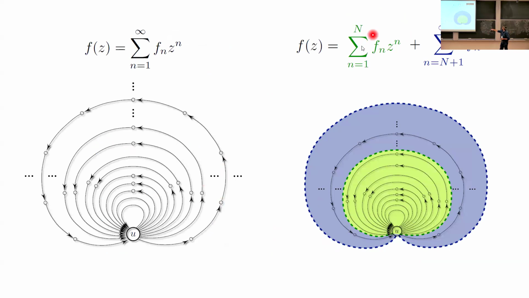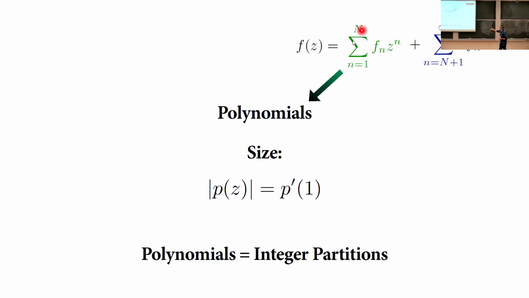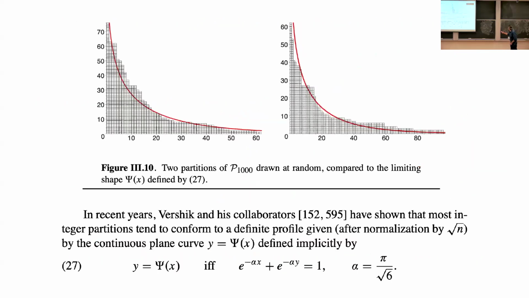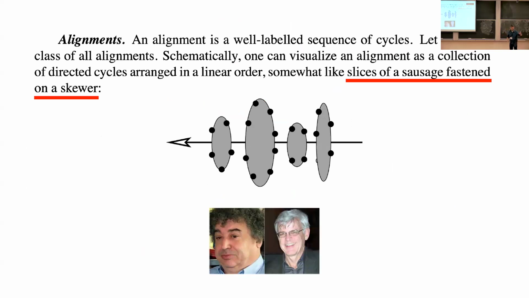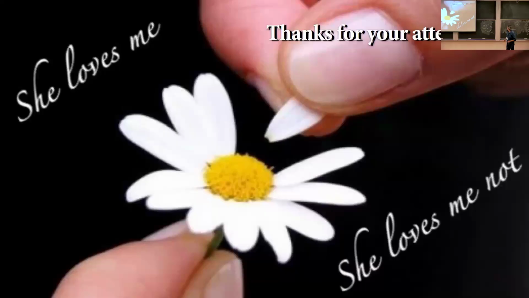Usually when you have something like this, you truncate it and you work. So you're approximating your system from below, from the inside. So you get a polynomial. And you define a size for the polynomial, which is the polynomial evaluated at its derivative. So the set of polynomials with this size function is combinatorially isomorphic to the partitions. Is that clear? Yes. Excellent. So that's kind of the motivation. We want to approximate these things from below. And why are we doing trees with flowers? Because these guys did slices of sausages fastened on a skewer. I don't know if you read that in the purple book. So why not trees with flowers? Okay.